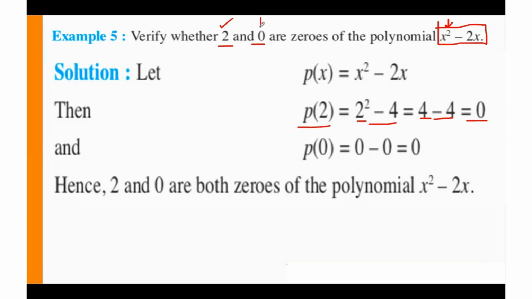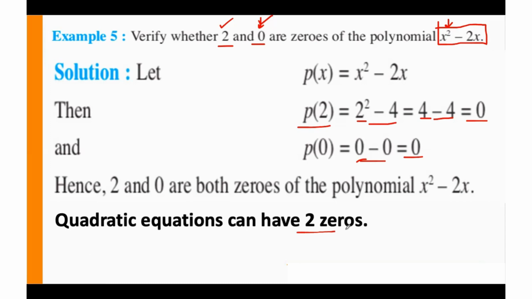What if I put 0 now? So p of 0 is again 0 squared is 0 and 2 into 0 is also 0. So 0 minus 0 is 0. Then 0 is also the 0 of this polynomial. So we have two zeros here. That concludes that a quadratic equation can have two zeros. A linear equation can have only one zero, while a quadratic equation can have two zeros.